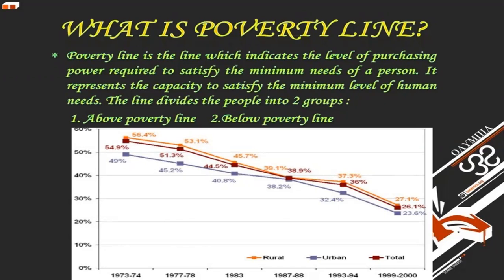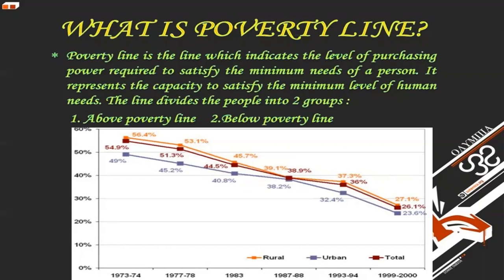So the first thing is the monetary value of the minimum calorie intake. According to the Planning Commission's Tendulkar methodology, the minimum monthly per capita consumption expenditure in 2011-2012 is worked out to be 816 rupees per person in rural areas and 1000 rupees in urban areas. Such a small amount. So the poverty line divides the poor from the non-poor. There are many kinds of poor, absolute poor, very poor, and so on.